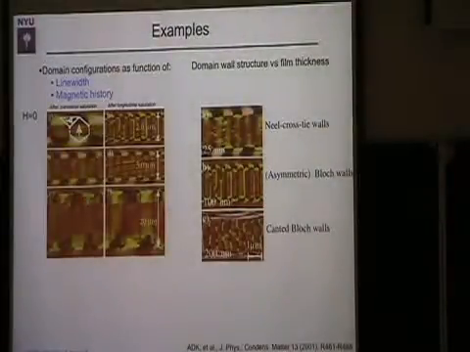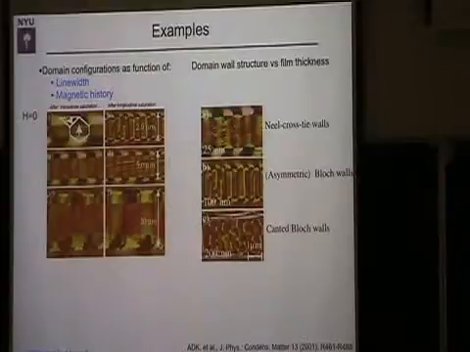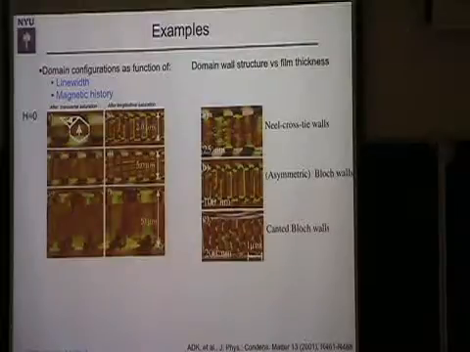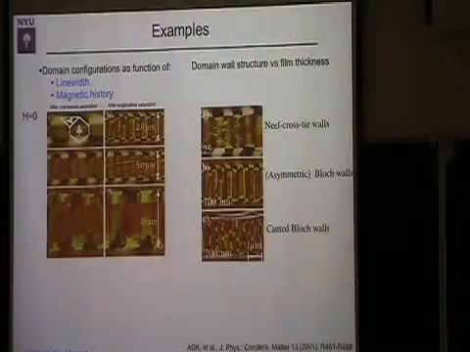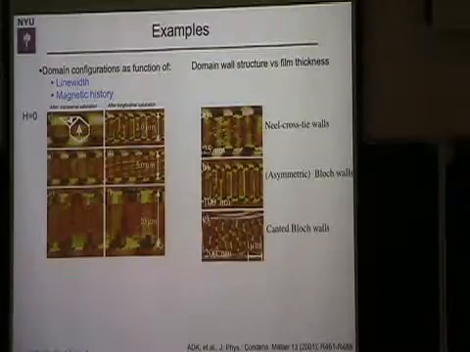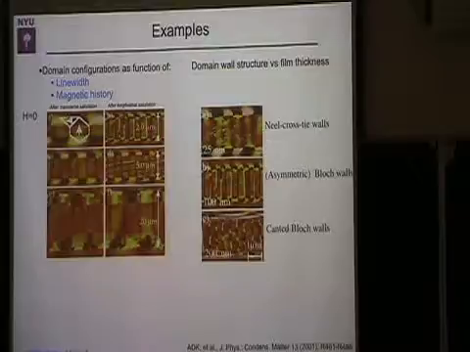Okay, so these are examples. If the film is thick, this is 100 nanometers thick, the magnetization rotates perpendicular to the plane, around a vector in the plane of the wire. If the film is very thin, it's too costly for the magnetization to come out of plane. It rotates in the plane. That's called a Néel domain wall.